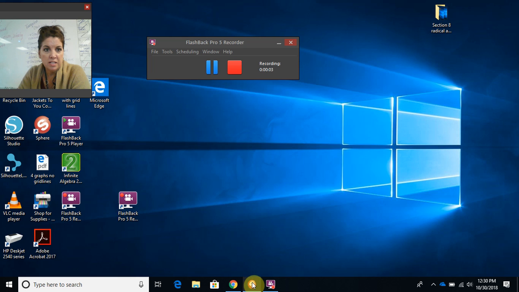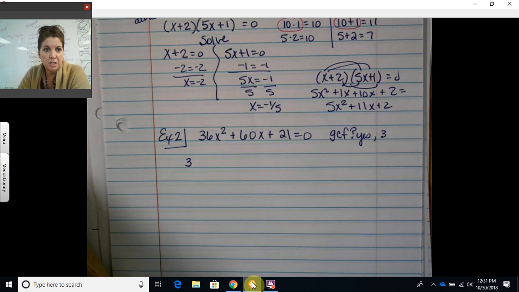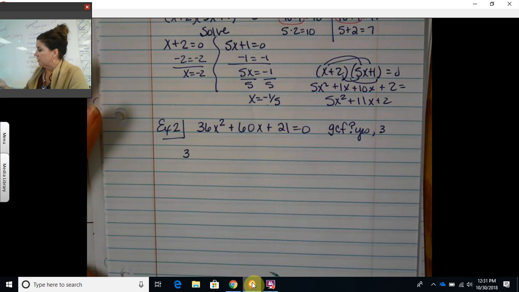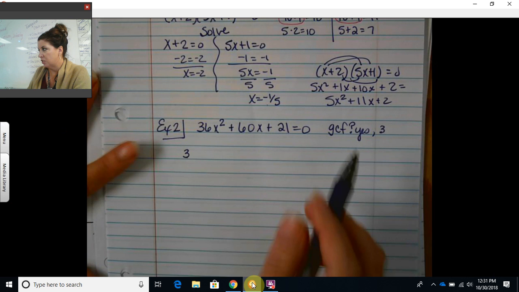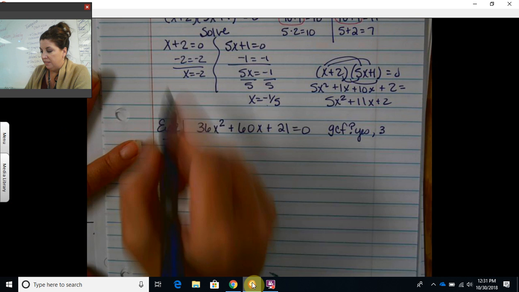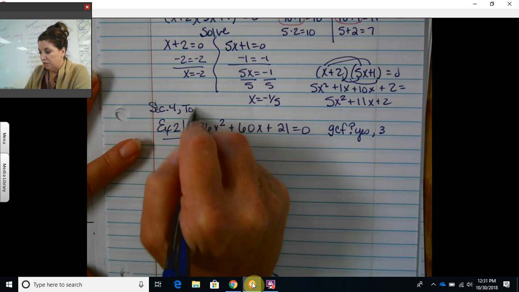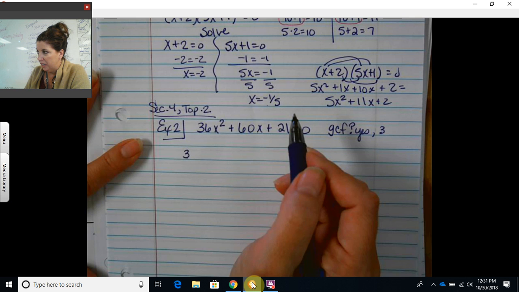All right, so I forgot that I was supposed to record this, so I'm just going to go over the things that I've said already. This is from section 4, topic 2, and we are solving quadratic equations by factoring.